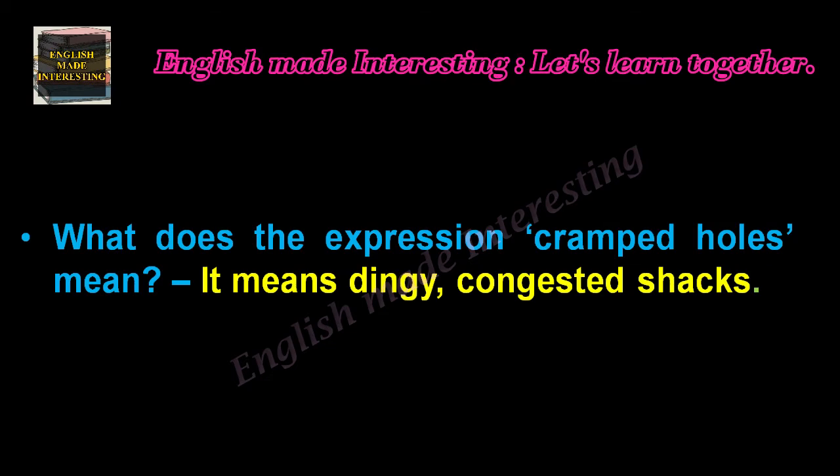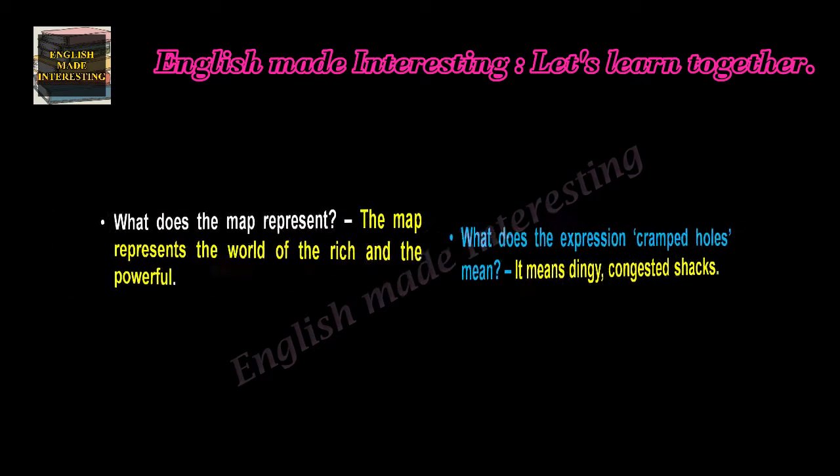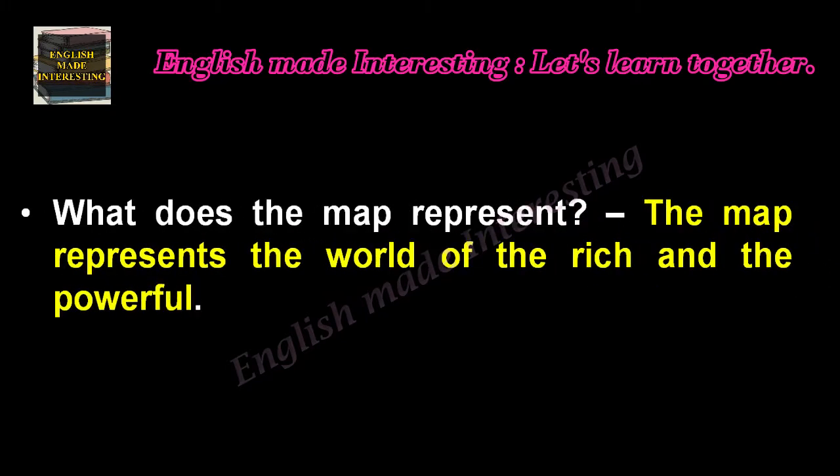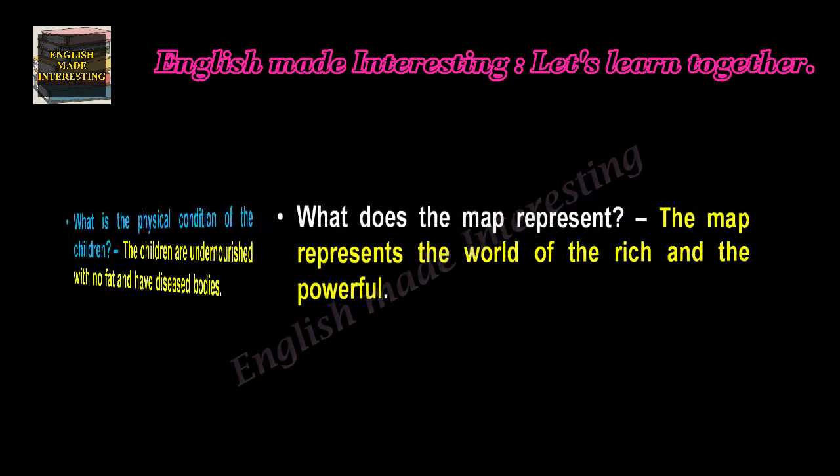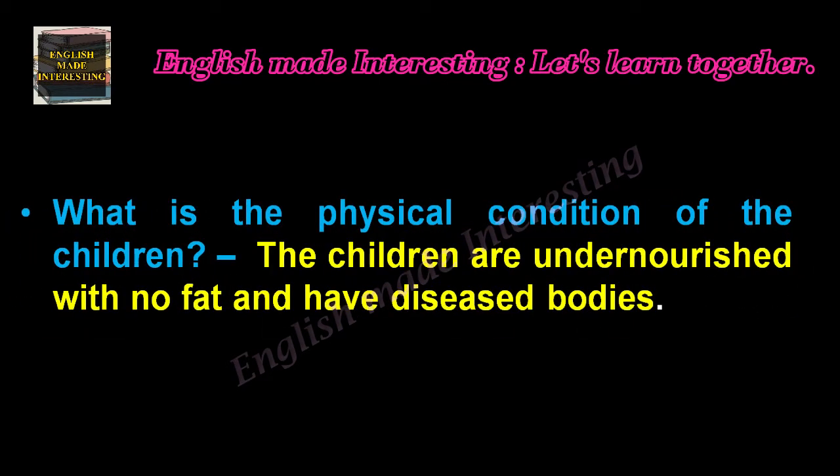It refers to the place where they live. What does the map represent? The map represents the world of the rich and the powerful. What is the physical condition of the children? The children are undernourished with no fat and have diseased bodies.